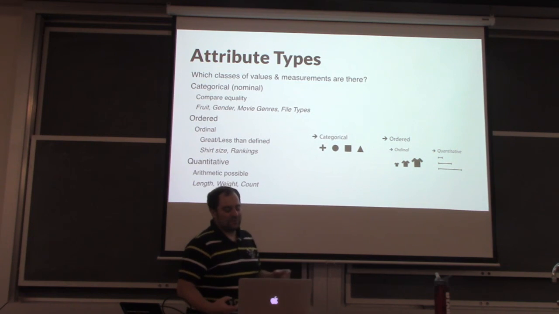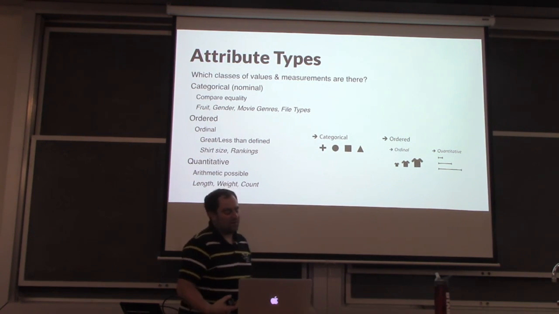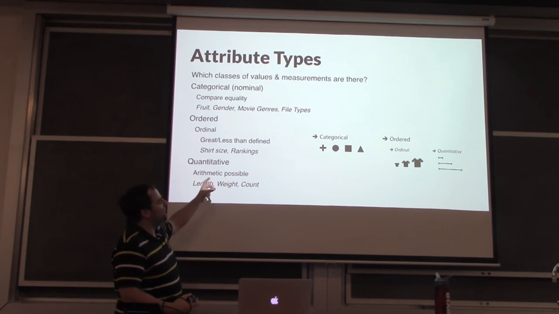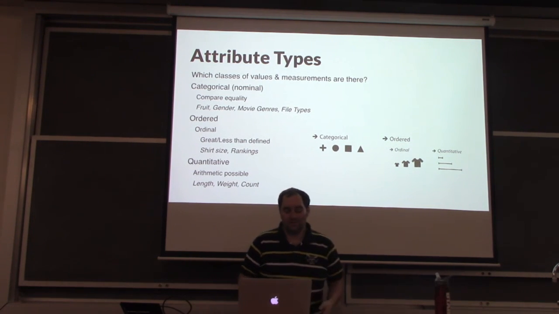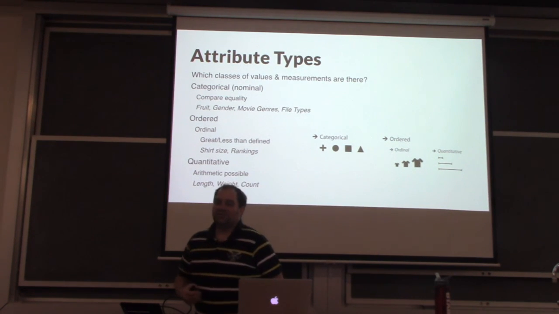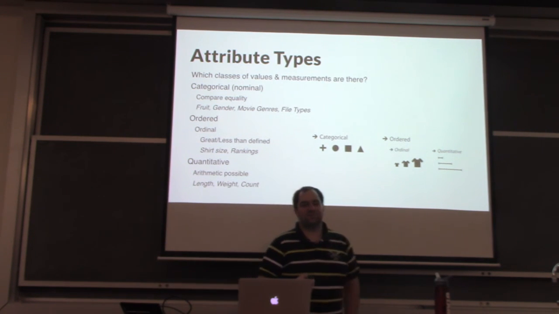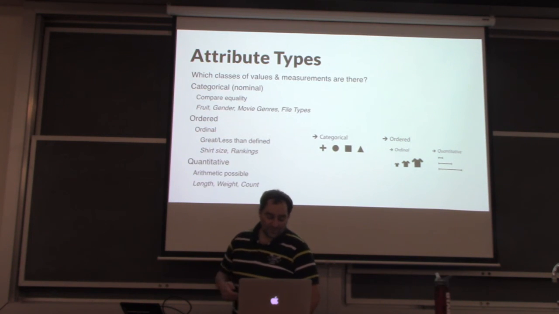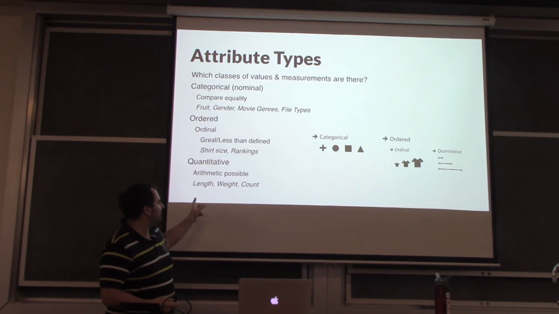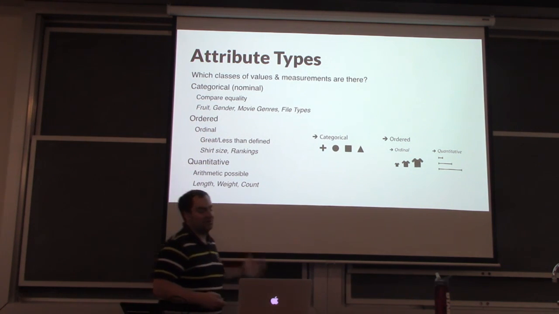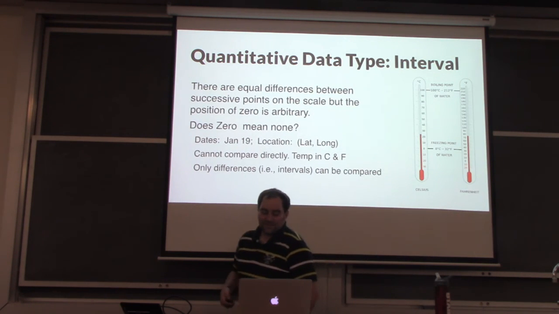With ordinal data, we have an explicit definition of what is bigger or smaller, but we cannot do math on it. So we have things like shirt sizes, for example, or rankings. Like the university ranked at number 1 is not 15 times or n times better than the university ranked at number 2. And then finally we have quantitative data where we can do any kind of arithmetic, for example things like length, weight, and count. So these are the attribute types that we're most familiar with, I guess.